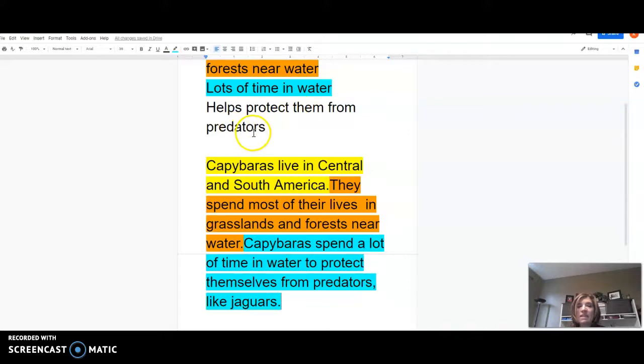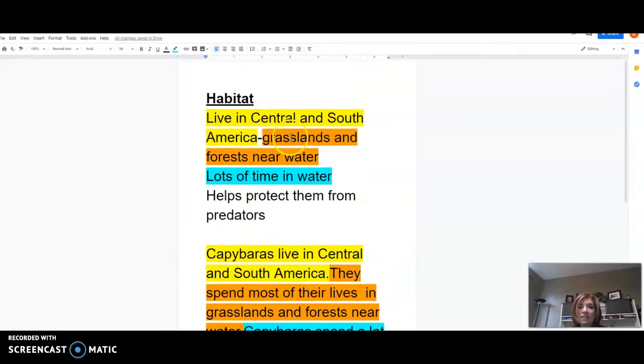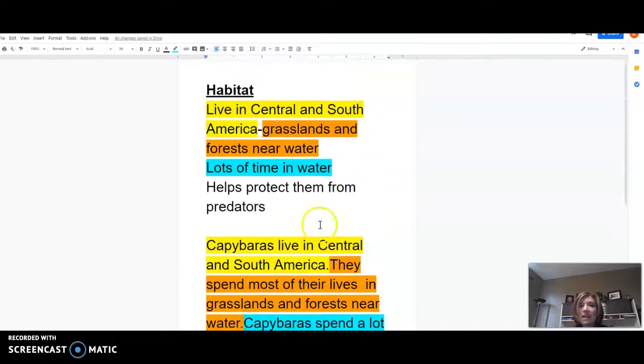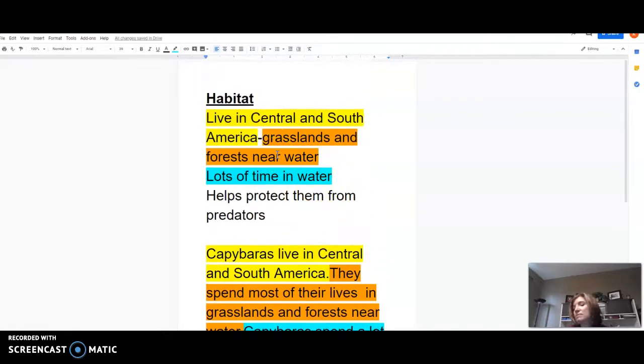Okay? Now, let's go back and look at the not so good example and the really good example, and hopefully you'll be able to see how one is written in sentence form and the other one is just written, this person just copied their notes, which is what I don't want you to do. Okay, here we go. Here was the bad example. Live in Central and South America, grasslands and forests near water, lots of time in water, helps protect them from predators. Doesn't make a lot of sense. It's hard to understand when you read it. Unless you are the person researching capybaras, you might not even know this is about a capybara.